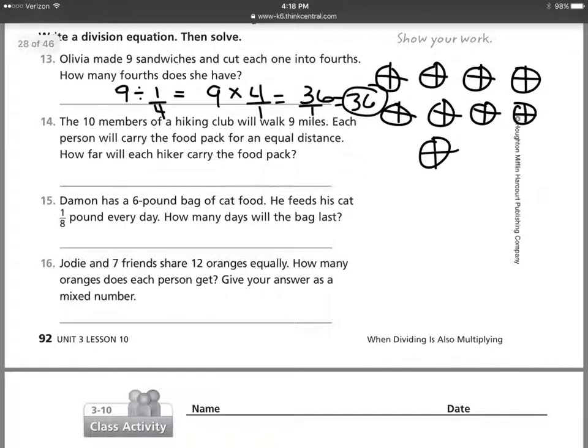Now I'd like you to pause the video and complete questions 14 through 16 on your own. Now that you've completed all of your questions, if there's anyone else at your table that is complete, you may collaborate with them, go over the answers to 14, 15, and 16 together, and help each other out, make sure that you have the correct answers.